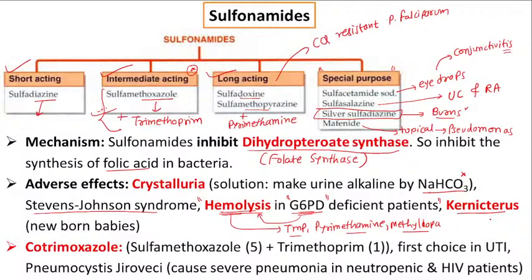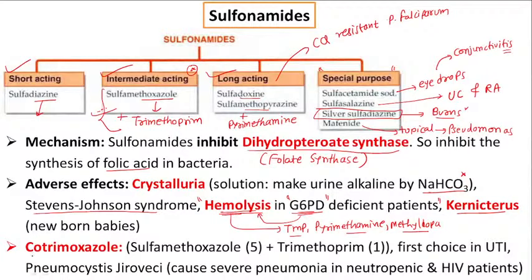It's a very specific adverse effect that can appear in newborn babies whose mothers were given sulfonamide. So if a lactating mother or a pregnant woman is given sulfonamide, the chances of kernicterus would be higher in the newborn baby. Yes, that's a specific adverse effect of sulfonamide that appears in newborn babies.